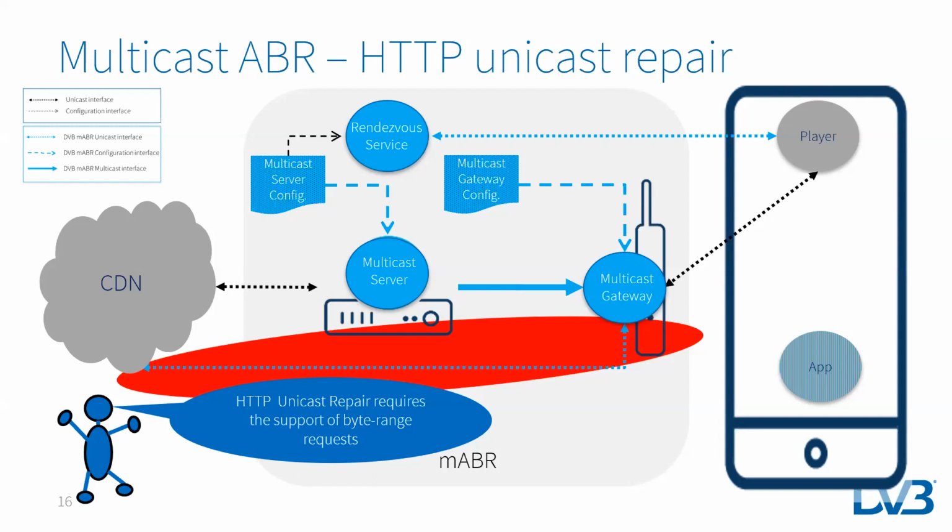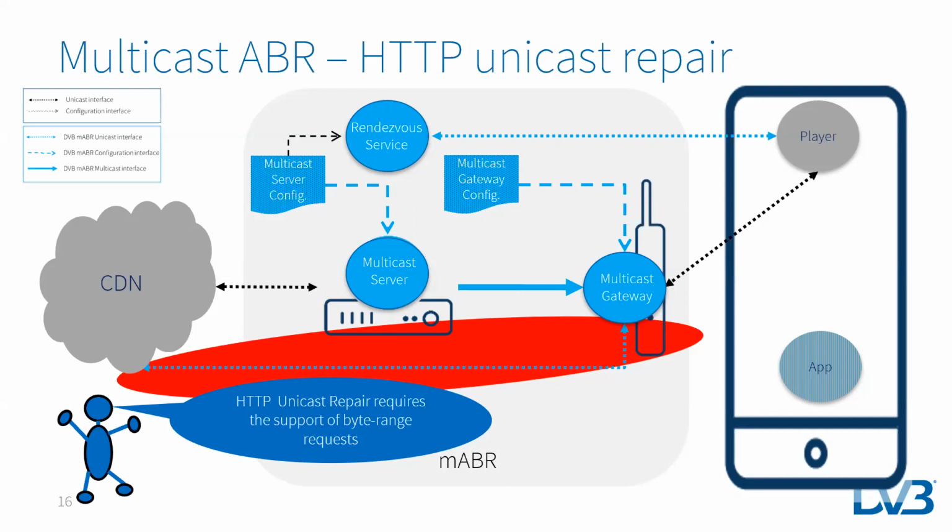If packets or content that is delivered over the multicast interface get, for some reason, corrupted, there are missing bytes, the multicast gateway has the possibility to retrieve the missing pieces of the content from the CDN using byte range requests, which are standardized HTTP mechanisms to get portions of contents. So let's run again the animation.